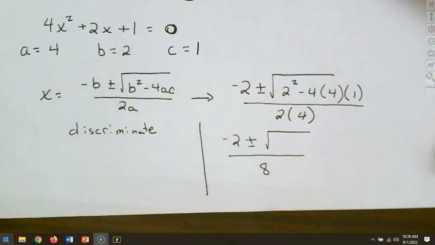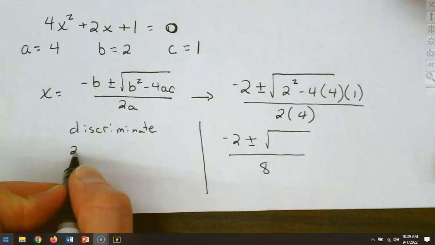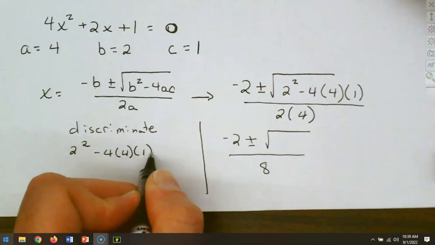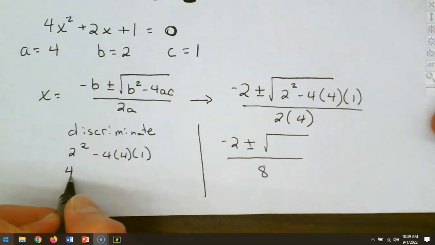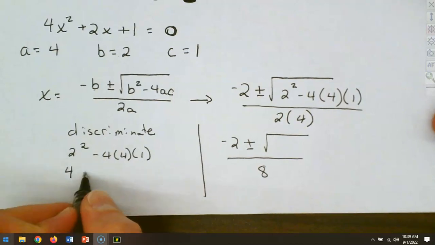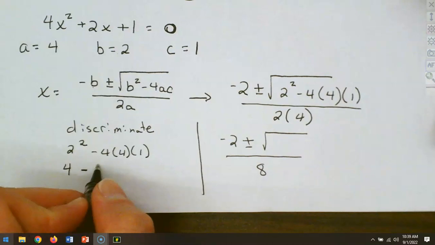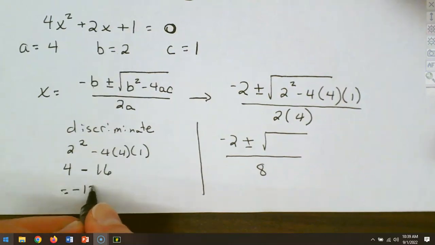On the left-hand side, I'm going to work with my discriminant. And that's simply what is underneath your root. So what's underneath your root is called your discriminant. And that's 2 squared minus 4 times 1. 2 squared is 4. A single negative keeps this negative. So that second piece is going to be negative, right? 1 negative makes it negative. And 4 times 4 is 16. 4 minus 16 is a negative 12.